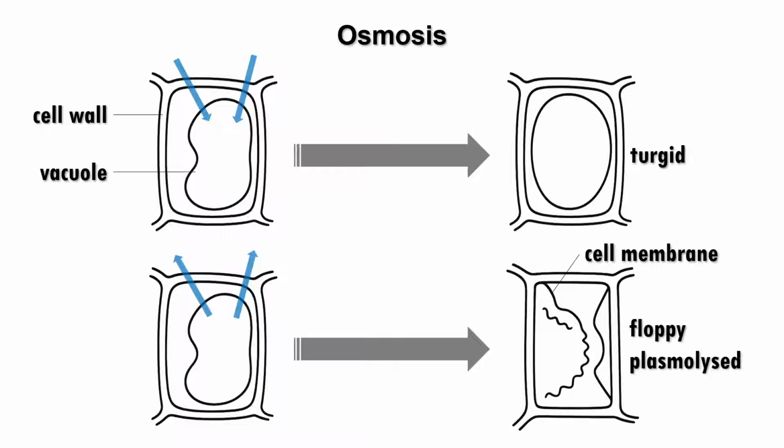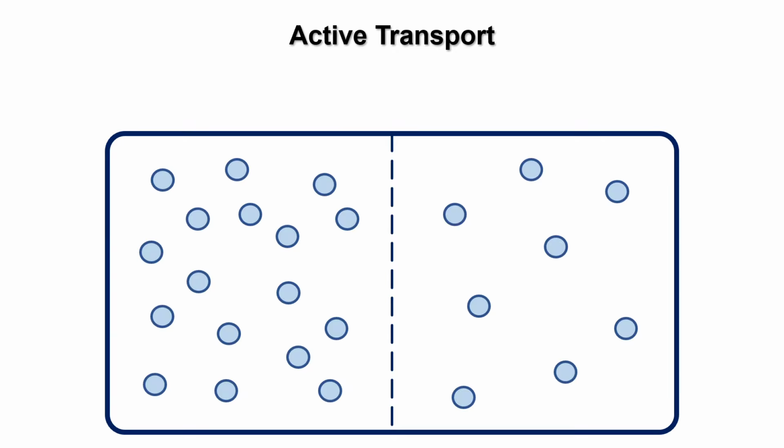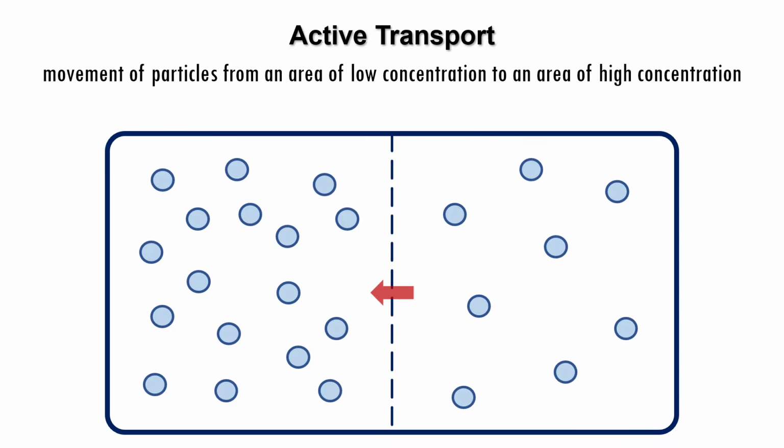Cell membranes are partially permeable, and they let small molecules like water pass through easily. But what about larger or important molecules like glucose, salts, or minerals? That's where active transport comes in. Active transport is when a cell moves particles from an area of low concentration to an area of high concentration against the concentration gradient. This is the opposite of diffusion or osmosis, which go from high to low. Since this goes against the natural direction, it needs energy, kind of like pushing something uphill.